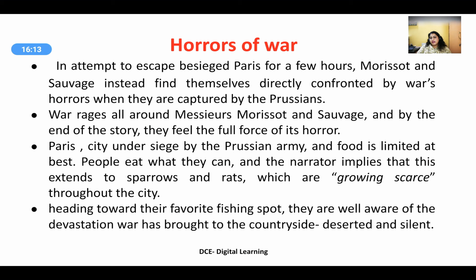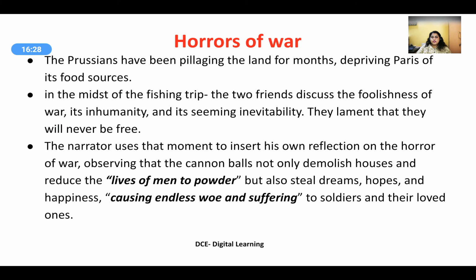Heading towards their favorite fishing spot, both friends are well aware of the devastation war has brought to the countryside. The entire countryside is deserted, that is, no one else is there, and it is completely silent. The Prussians have been pillaging the land. Pillaging means destroying the land for months, depriving Paris of its food sources.